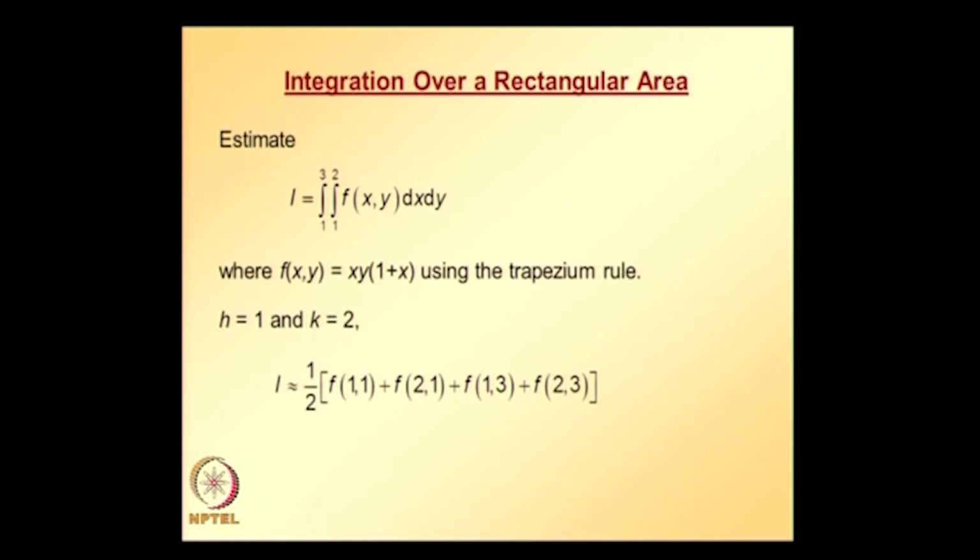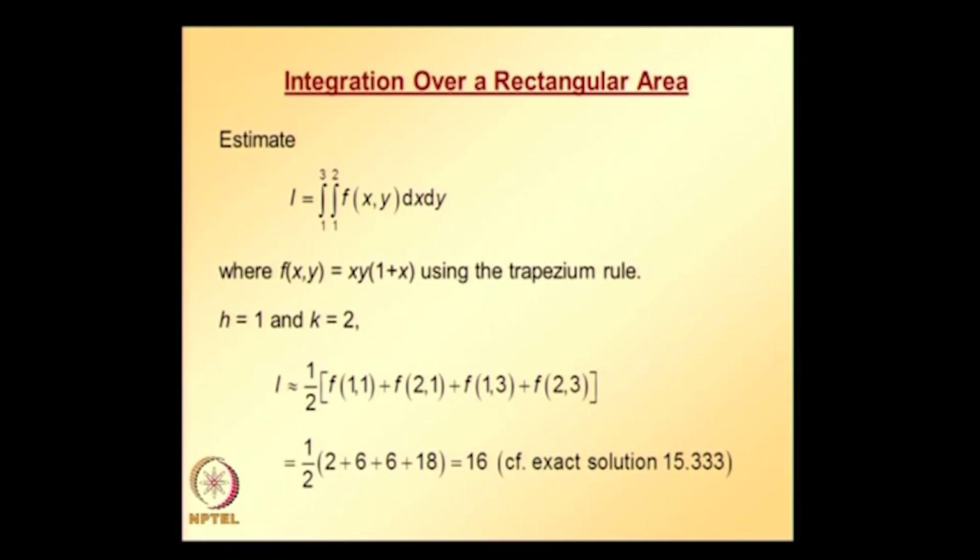this equation. So we need to substitute the function value evaluated at each of these points, f11, f21, f13, f23. Doing all that substitution we get this estimate 16, and the exact solution turns out to be 15.333. Since we used the trapezium rule, the accuracy is a little bit less, but if we adopt a higher order rule like Simpson's rule, maybe we can reach the exact solution with more accuracy.